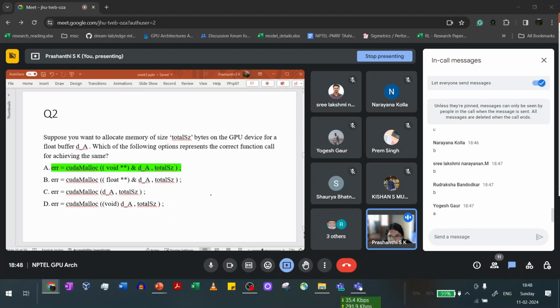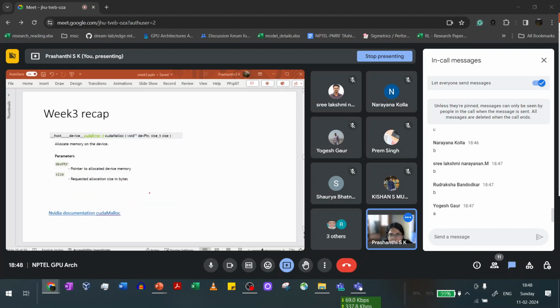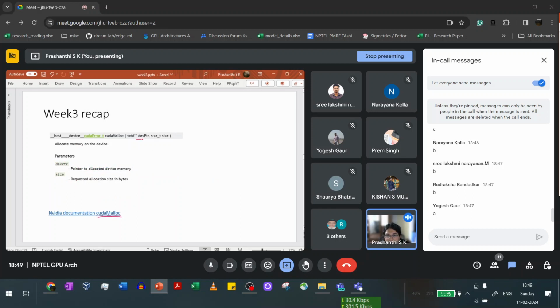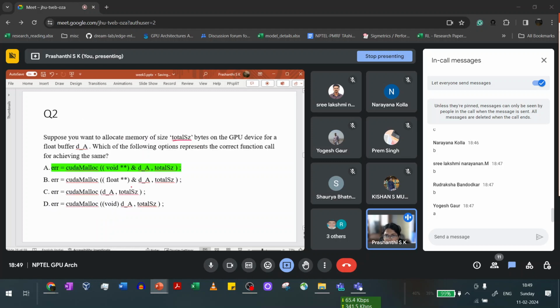Okay, let's look at the answer. It is actually A. So let's first, again, this is from the NVIDIA documentation for CUDA malloc. So what does it do? Allocate memory on the device, which is what we are trying to do here. We are trying to allocate memory of total size on the GPU device for this float buffer. So you can notice that the arguments it takes are void star star device pointer and size. And this is a pointer to the device memory and the requested allocation.